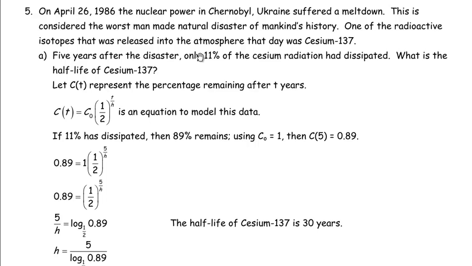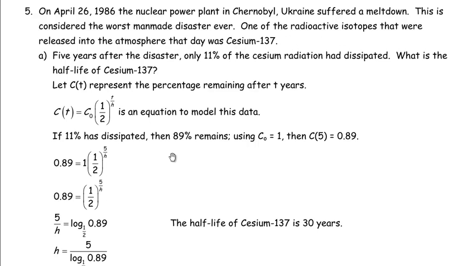And question number 5. On April 26, 1986, the nuclear power plant in Chernobyl, Ukraine suffered a meltdown. This is considered the worst man-made disaster in mankind's history.